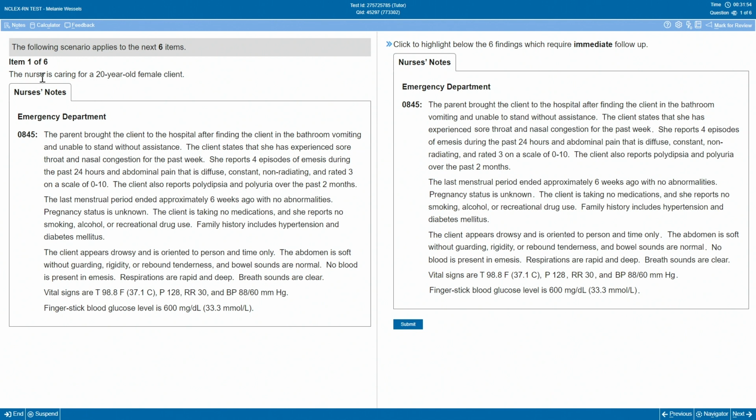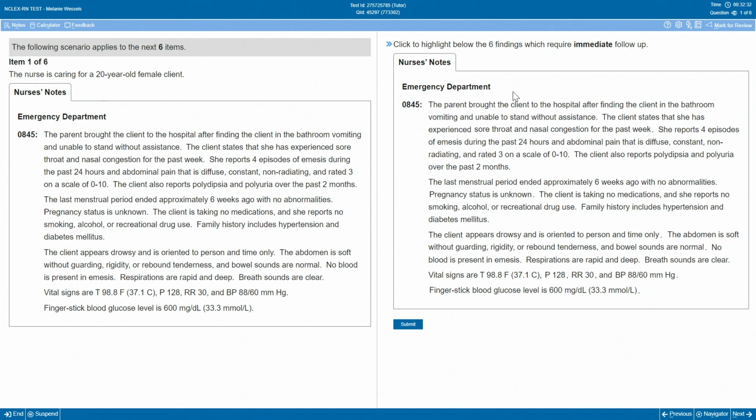So starting off over here, we can see this is a 20-year-old female client. And we can read through, I'm not going to read through the whole thing, but the basics of it, she's having some emesis and abdominal pain here, polyuria, polydipsia, an unknown last menstrual period, no medications. She's drowsy and only oriented to person at times. So that's concerning. And then vital signs are off here. And we've got pretty elevated blood sugar.